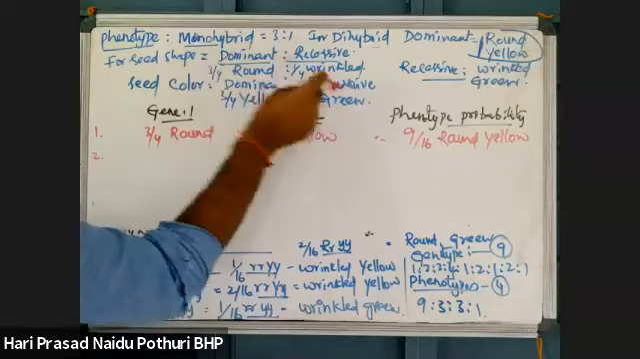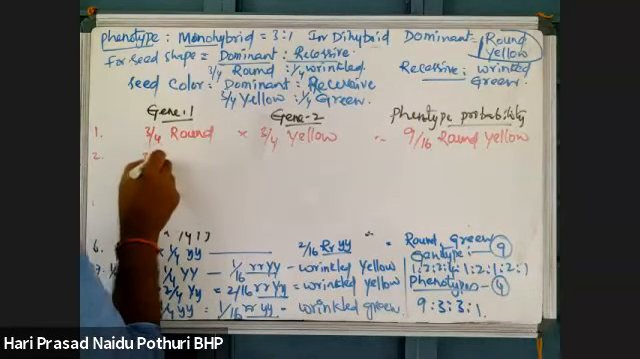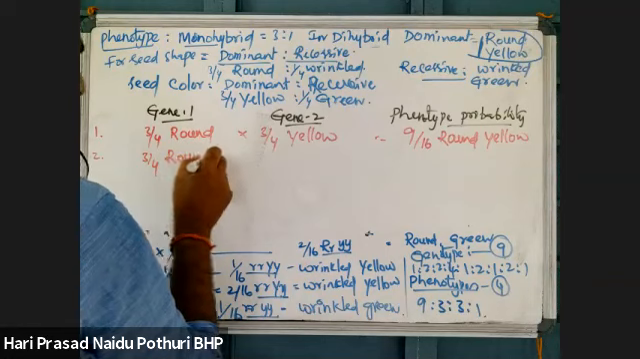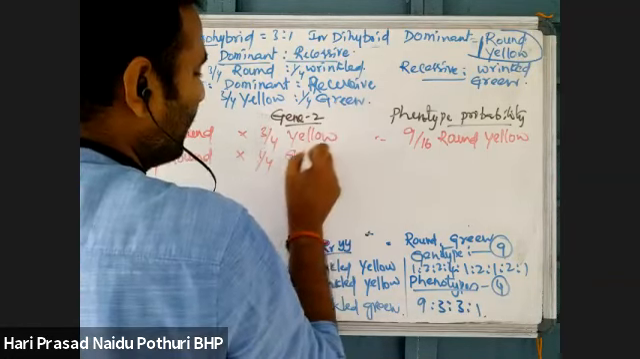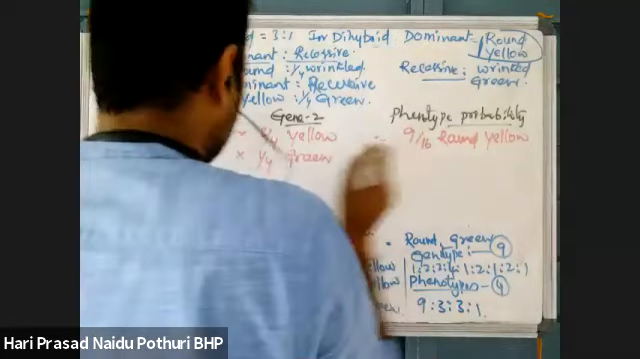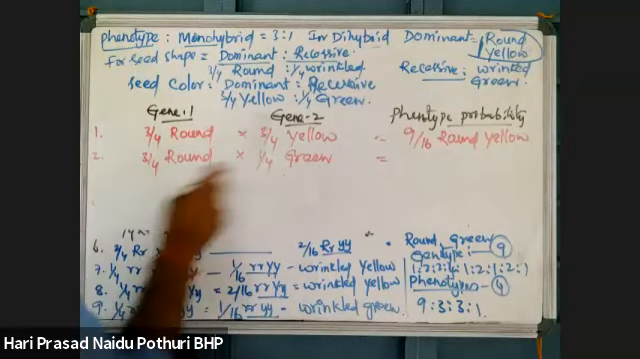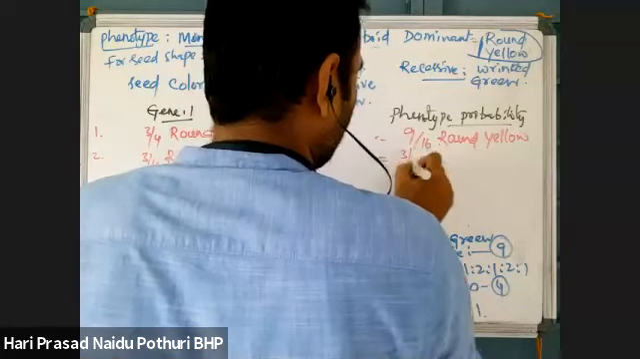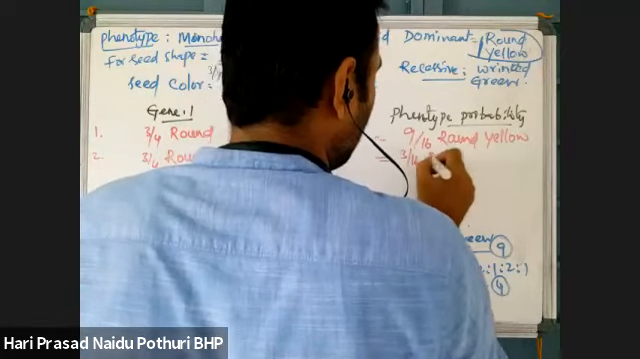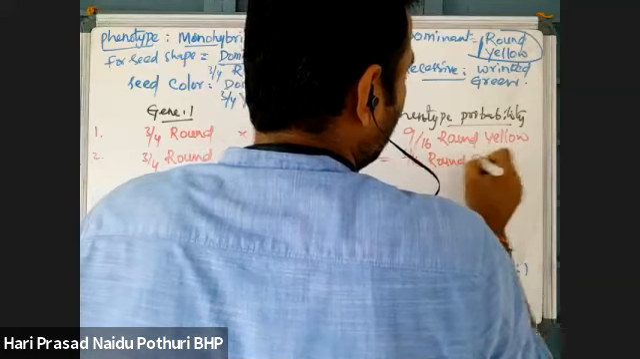If this gene is combining with this gene, 3 by 4 round into 1 by 4 green, second gene. So how much will come? 3 by 4 into 1 by 4, 3 by 16. 3 by 16 is round green.